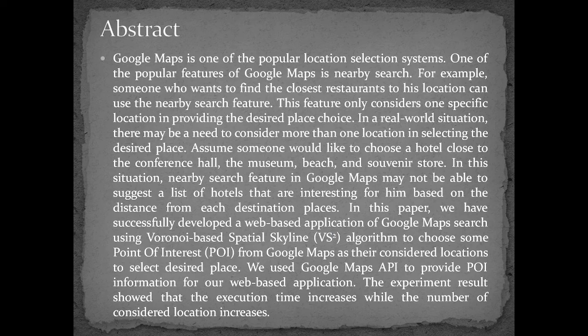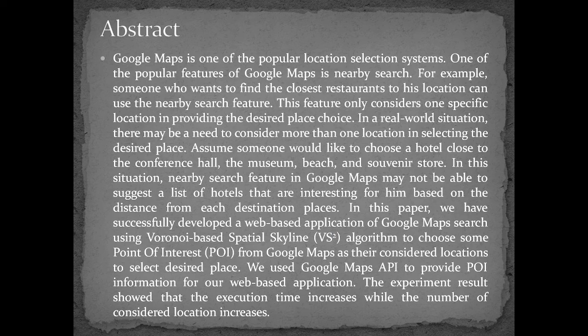In a real world situation, there may be a need to consider more than one location in selecting the desired place. Assume someone would like to choose a hotel close to the conference hall, the museum, beach, and souvenir store. In this situation, the nearby search feature in Google Maps may not be able to suggest a list of hotels that are interesting for him based on the distance from each destination place.